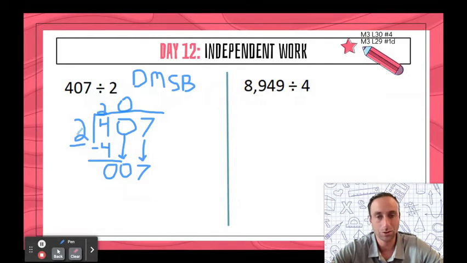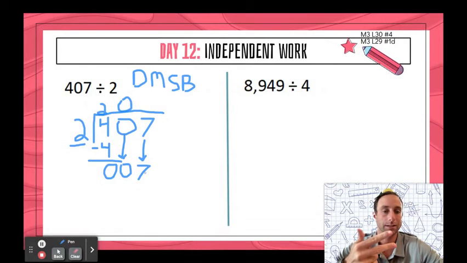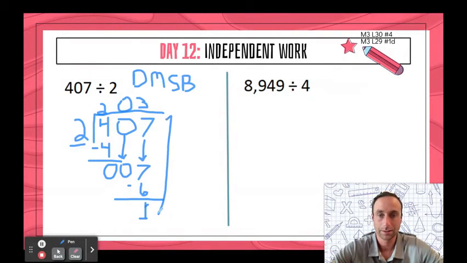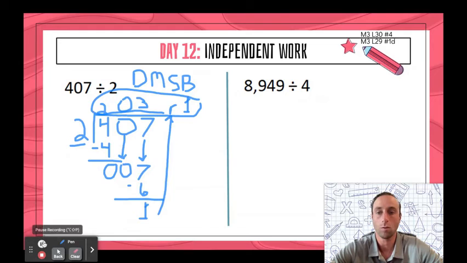Now, how many times can 2 go into 7? 2, 4, 6. Yep. 3 times there, right? So 2 can go into 7 3 times. 2 times 3 is 6. And 7 minus 6 is 1, making this a remainder of 1. Your quotient is 203 with a remainder of 1.